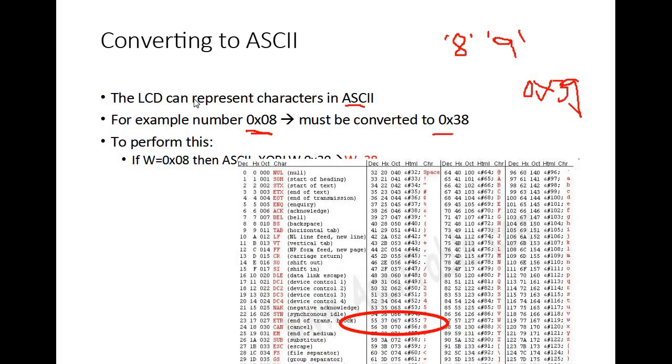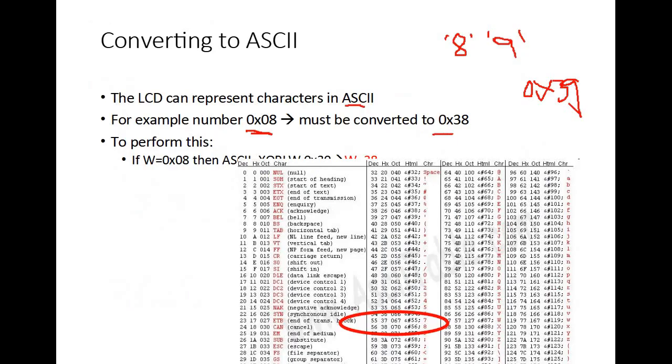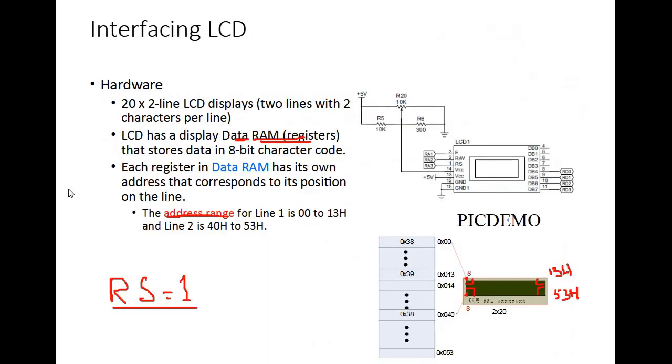So, converting to ASCII: the LCD can represent characters in ASCII, right? So we will display the ASCII code of the particular character. If we want to display the number 8, the ASCII code of 8 would be 38, so 38 would be output. That is the idea. And so on and so forth for the different characters that we can have.